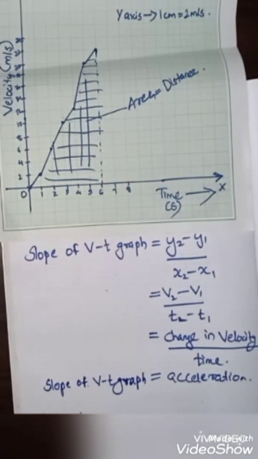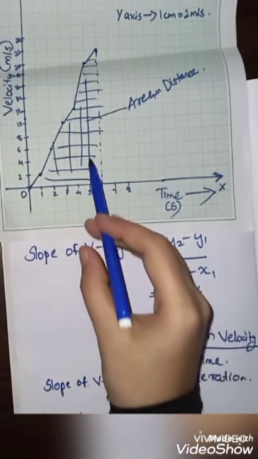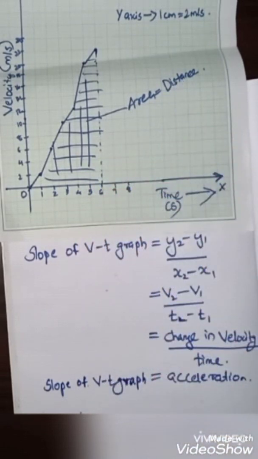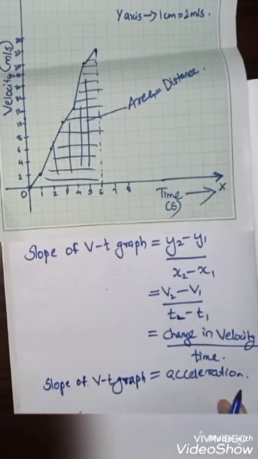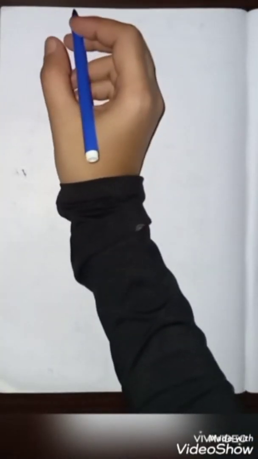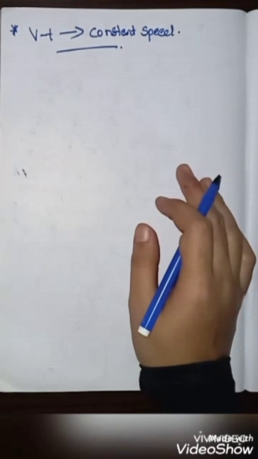So, the area of the velocity time graph is the distance, and the slope of the velocity time graph gives the acceleration. Hope you understand that. Then we move on to the different types of velocity time graph. The first one is the velocity time graph of a body moving with a constant speed.